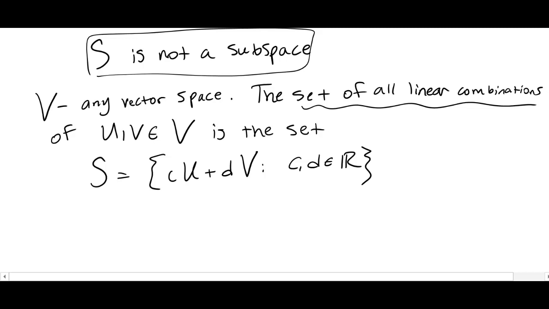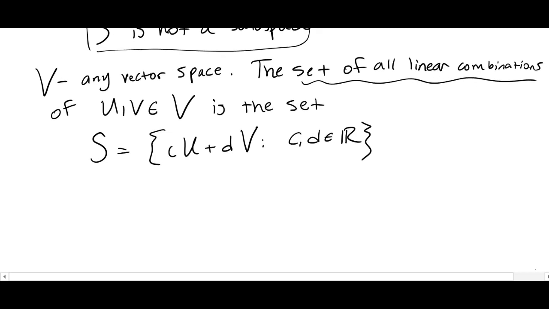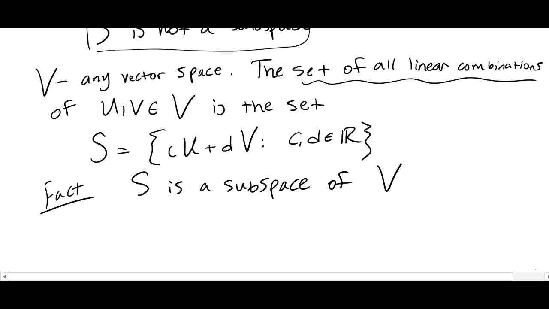So a fact is, S is a subspace. So the set of all linear combinations of two vectors is always a subspace of V. In this case, V is any vector space. And it's kind of just because of the definition of the set of all linear combinations, because the sum of two linear combinations is still a linear combination. And if you multiply a vector by a number, that's still a linear combination. So it's closed under addition and scalar multiplication by definition.